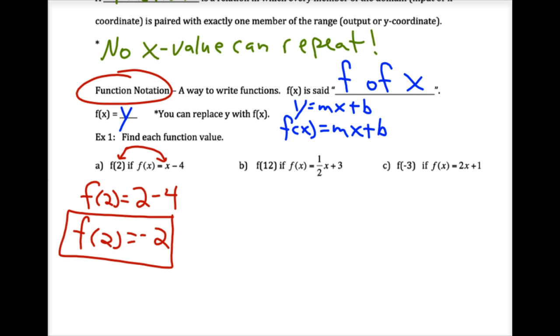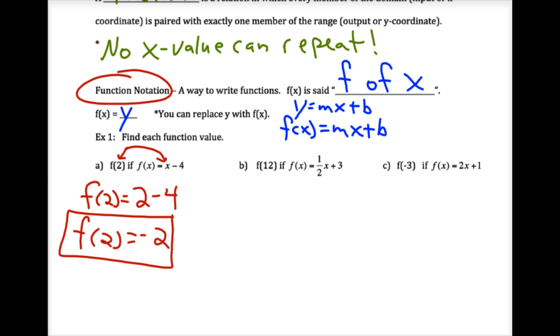B. Somebody try to read B from left to right. Say it the right way. Try it, people. You're not going to get good at it unless you do it. Harrison McConnell, give it a shot. Find f of 12 if f of x equals 1/2 x plus 3. Well said. We're going to find f of 12 if f of x equals a half x plus 3.